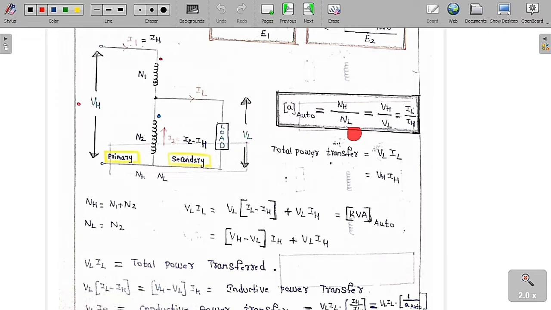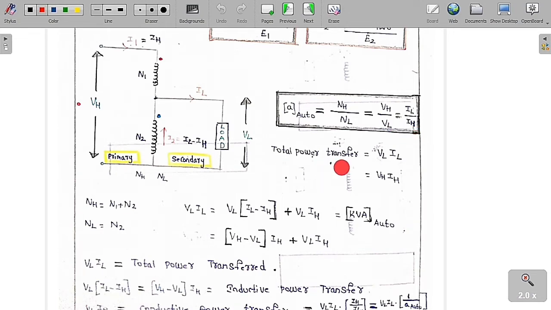Now NH by NL is nothing but VH by VL. Now we will go for the reverse process, which is IL by IH. So this is the thing that you always have to remember. The turns ratio of the auto transformer, NH by NL, is equal to VH by VL, which is equal to IL by IH.